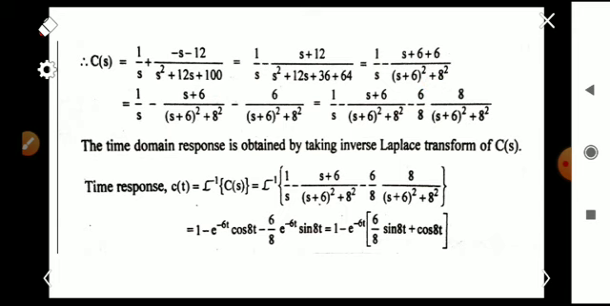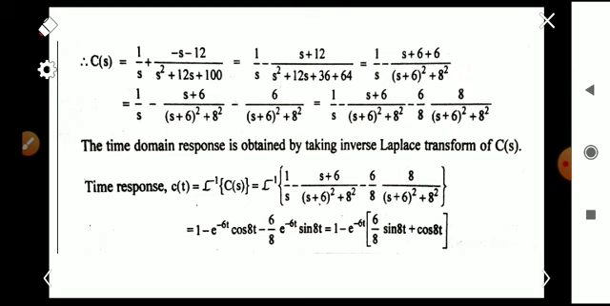We know that when we take s plus 6 all square, it will be s square plus 12s plus 36. So here we are splitting this 100 into 36 plus 64. Therefore we can take this as s plus 6 square and this one as 8 square. Also we know that this is s plus 12, and here also we are splitting it as s plus 6 plus 6. After that we split this second term into two terms: 1 by s minus s plus 6 divided by s plus 6 all square plus 8 square, then minus 6 by s plus 6 all square plus 8 square.